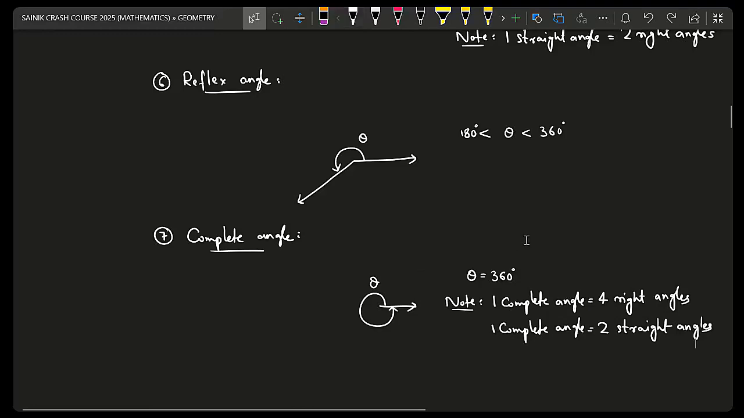Till here, any doubts you can ask, then we will take previous year questions on these types of angles. Siyansh?